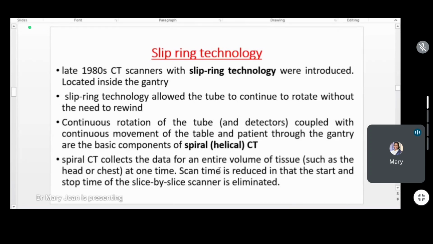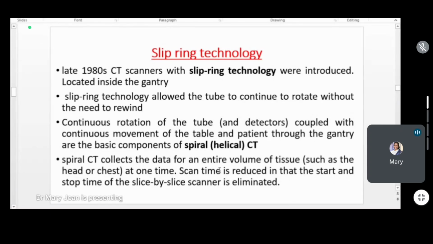And continuous rotation of the tube and detectors coupled with continuous movement of the table and patient through the gantry are the basic components of spiral or helical CT. So the detectors are continuously moving. The X-ray tube as well as the detectors are continuously moving, and the patient on the couch will also move in order to acquire the images. So this is called a spiral CT, spiral or helical CT.